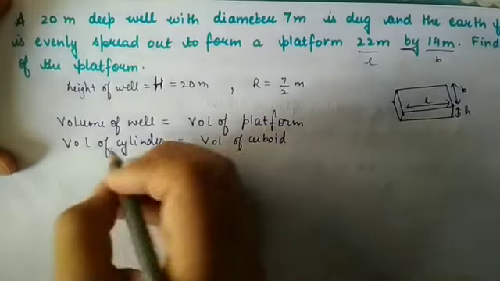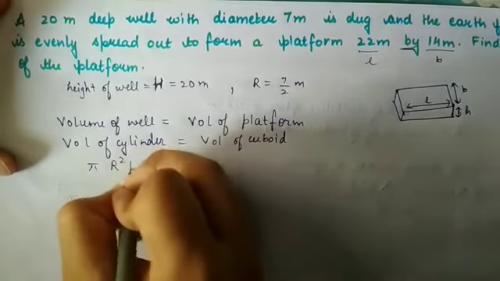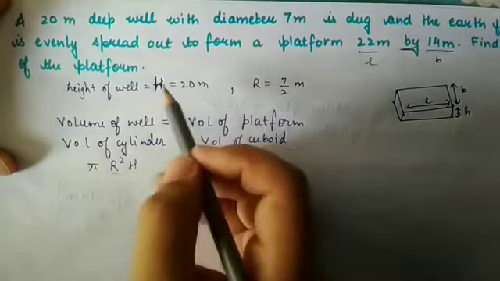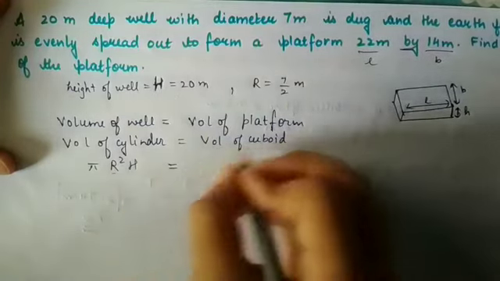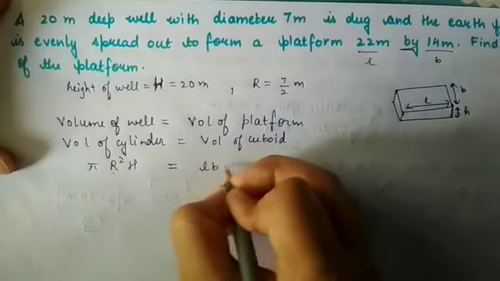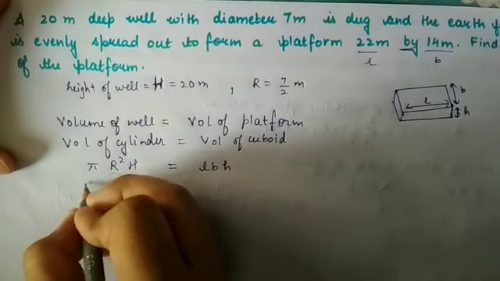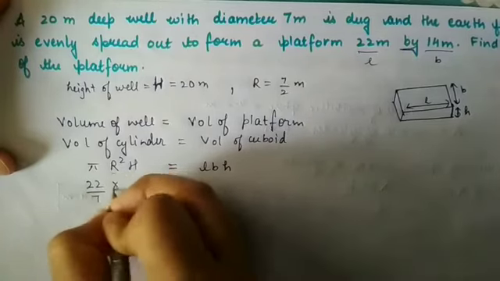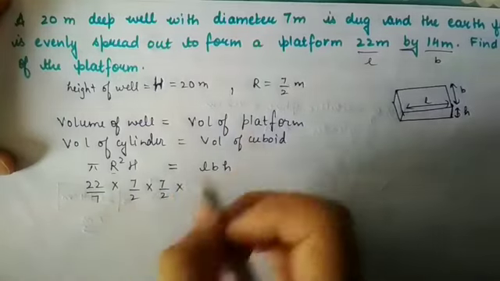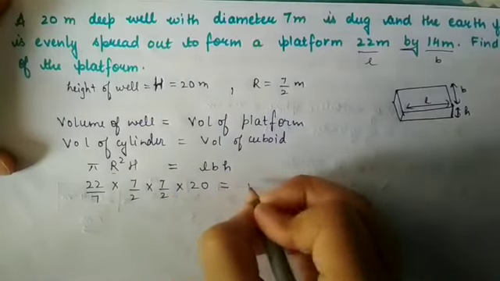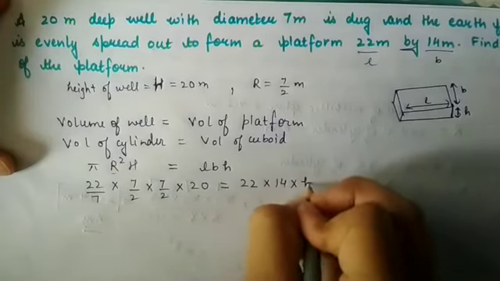Now put the formulas. Volume of cylinder is pi r square h. Capital R and capital H are the height and radius of the cylinder we have supposed, is equal to volume of cuboid, which is LBH, length into breadth into height. Now put the values: 22 by 7 into 7 by 2 into 7 by 2 into capital H is 20, is equal to, length is given to be 22, breadth 14, and height we have to find out.